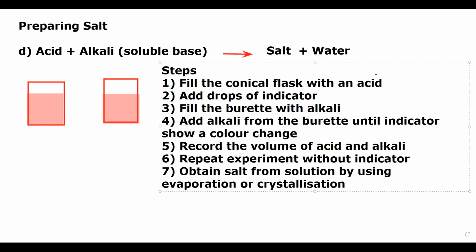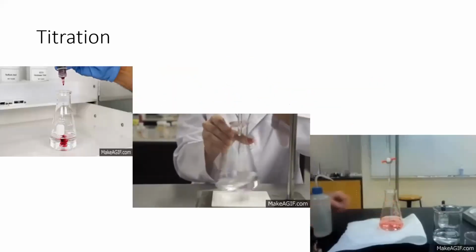So these are the steps which we will follow. We'll fill the conical flask with an acid, then we'll add drops of indicator, then we'll fill the burette with an alkali, and add alkali from the burette until the indicator shows a color change. When the indicator shows a color change, it means the acid has reacted with the alkali, or acid completely neutralized the alkali, or alkali completely neutralized the acid. And this technique is known as titration.